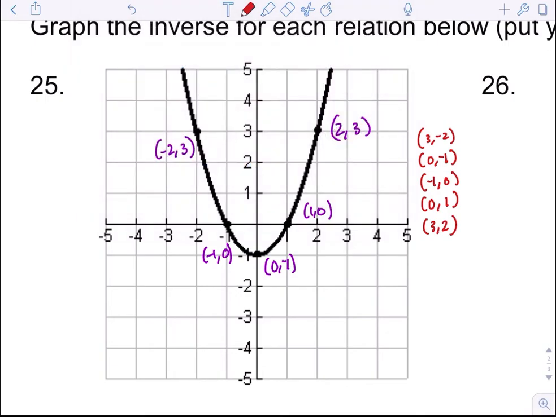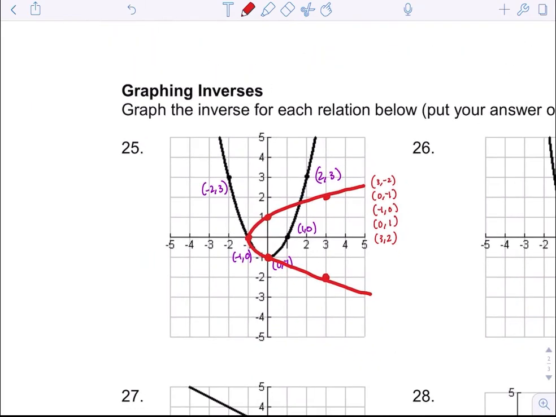I'm going to plot these now. So 3 comma negative 2 is right here. 0 comma negative 1 is right here. Negative 1 comma 0 is right there. 0, 1 is right there. And 3 comma 2 is right there. So this is what the inverse is going to look like. Just like that. Alright. 26.